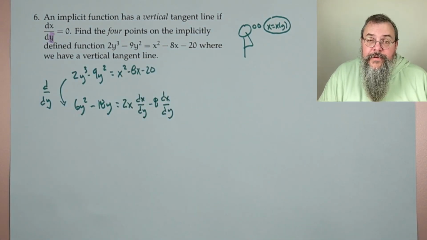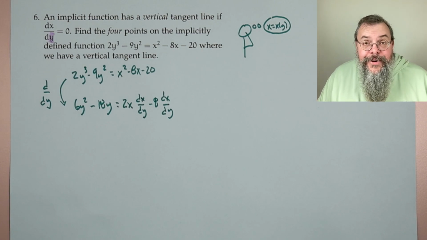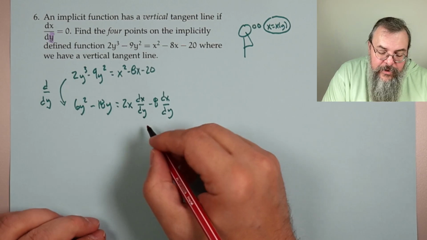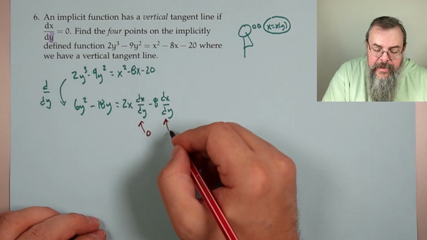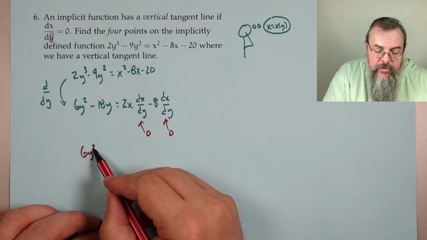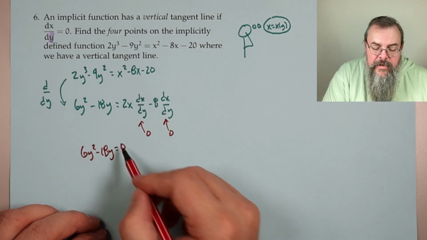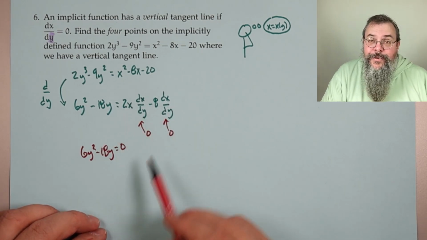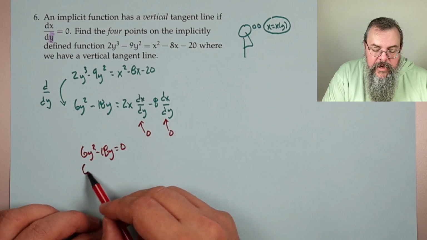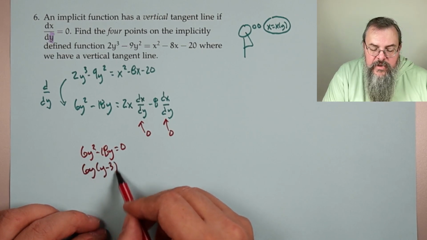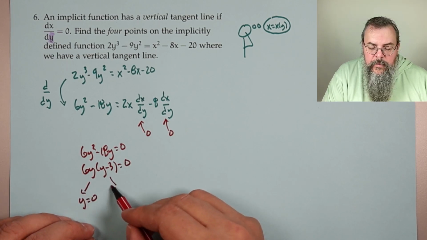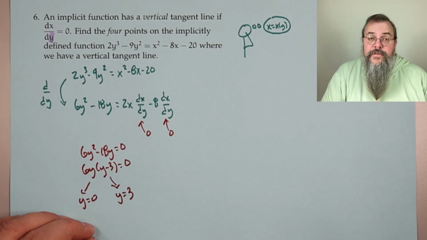Now, what are we after? We are after the points where dx/dy is equal to 0. How do we know that? Because the problem tells us that. So we want dx/dy to be 0. This will happen when 6y squared minus 18y is equal to 0, because the other terms just go away. Factor out 6y times (y minus 3) equals 0. So we end up with two possibilities: either y equals 0 or y equals 3.